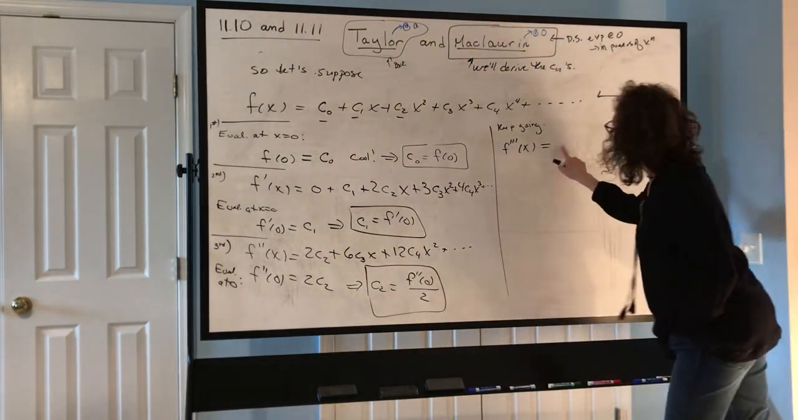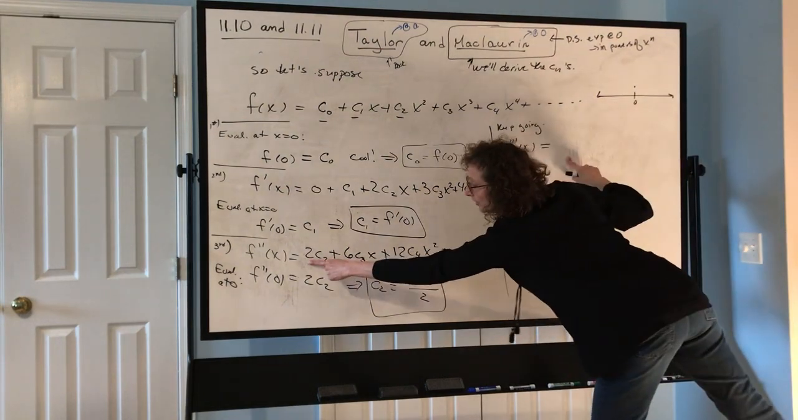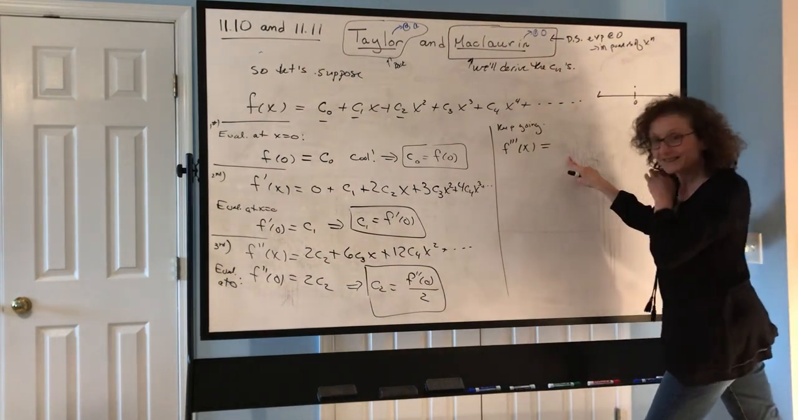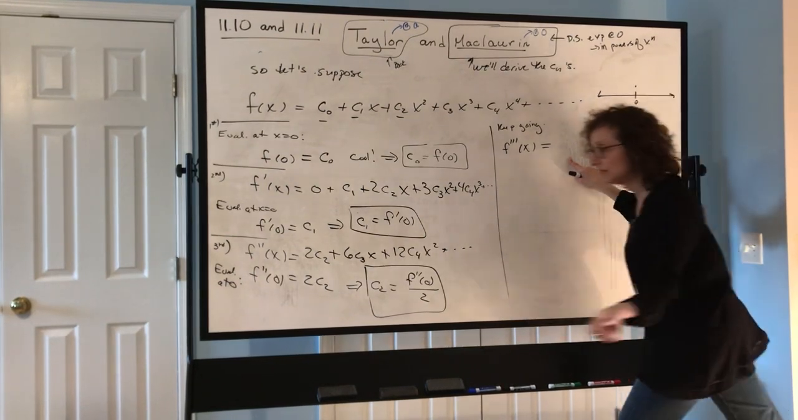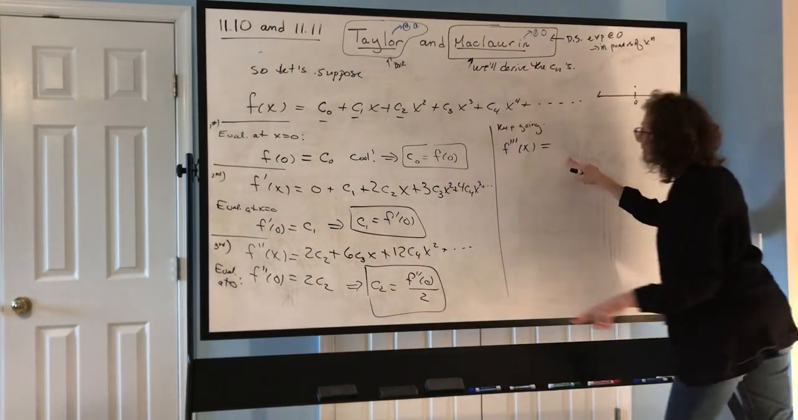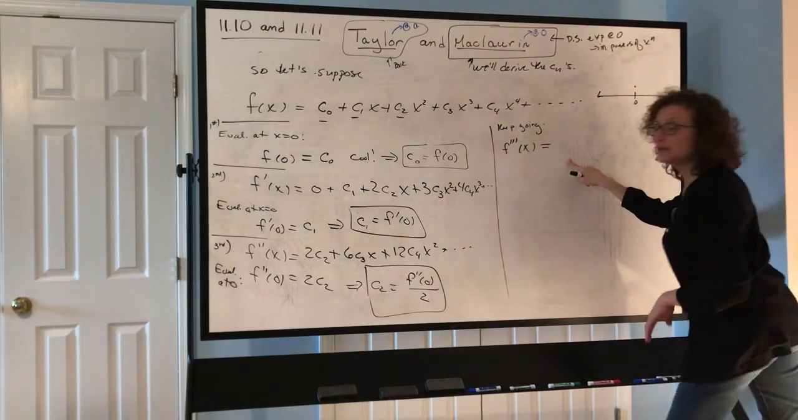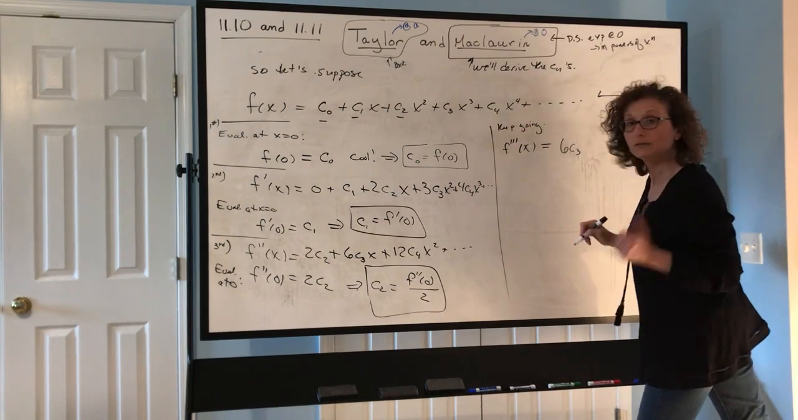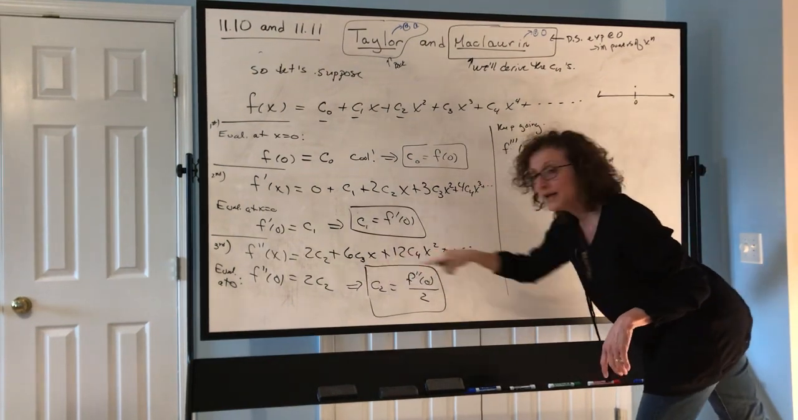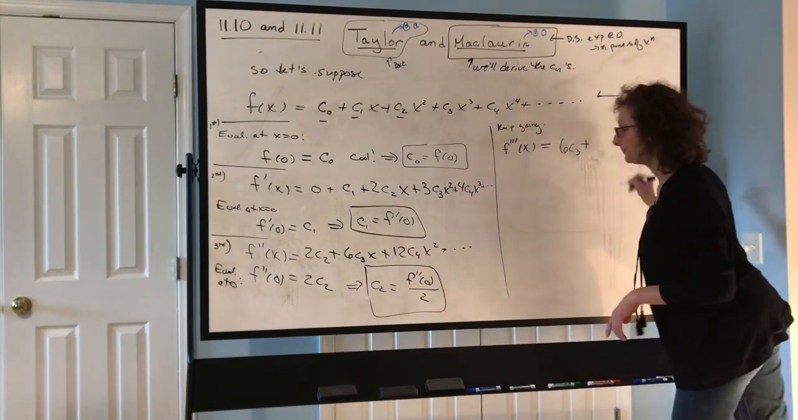Now I'm going to take the derivative. What is the derivative of 2c2? Good, 0. 2 is a constant, c2 is a constant, the product of constants is a constant, and the derivative of a constant is 0. What's the derivative of 6c3 times x? Good, 6c3, a constant times x. What's the derivative of the next term? Good.